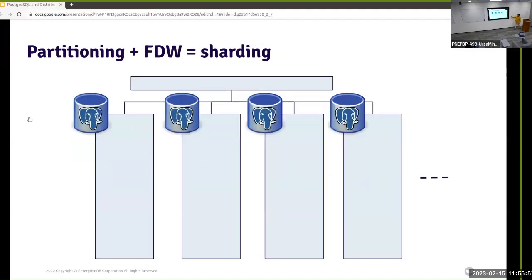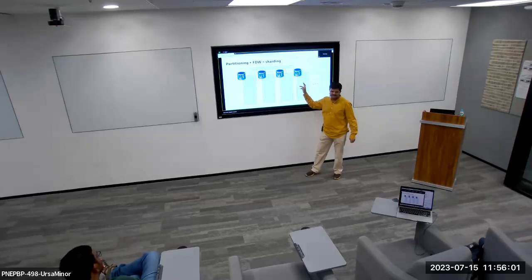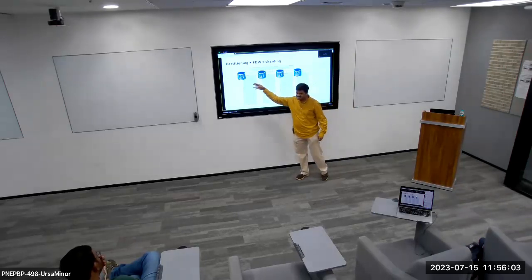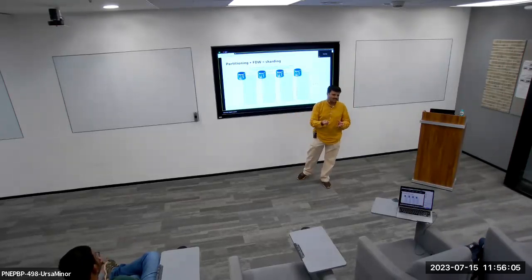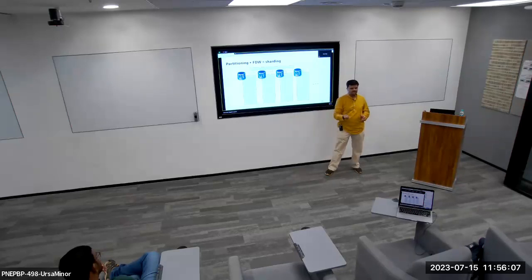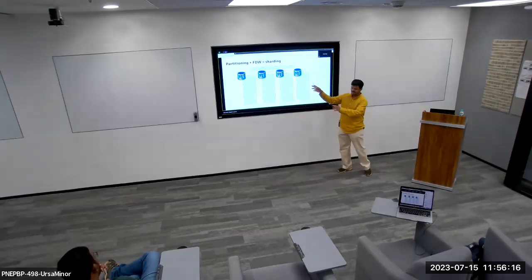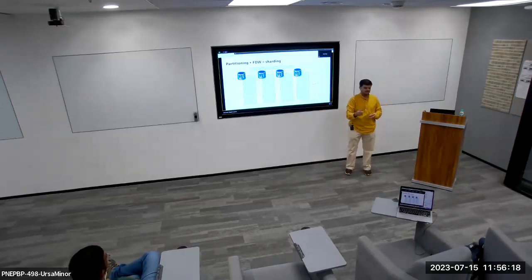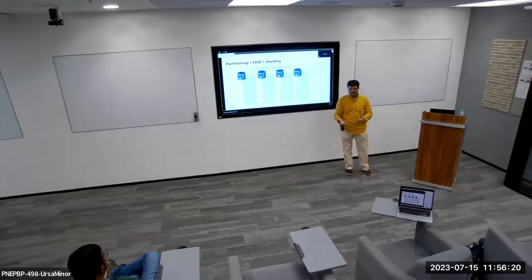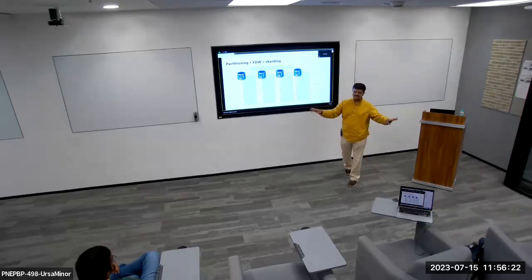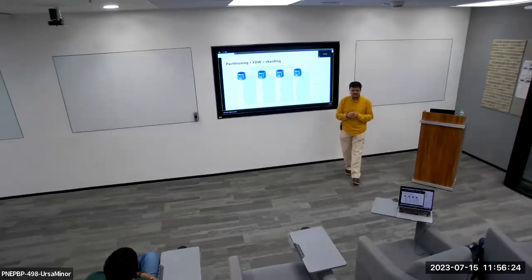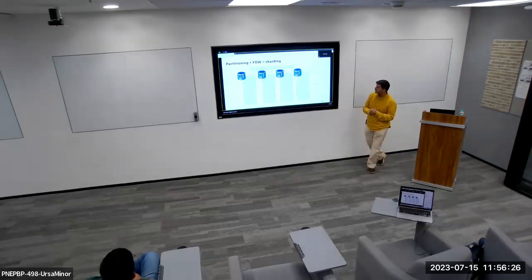And combine these two features. You have FDWs running here, and each server holds one partition of the data, one tablet of the data. Now you can use, for example, 4 servers in order to process one query by shipping the operations to those servers and consolidating the data from those.